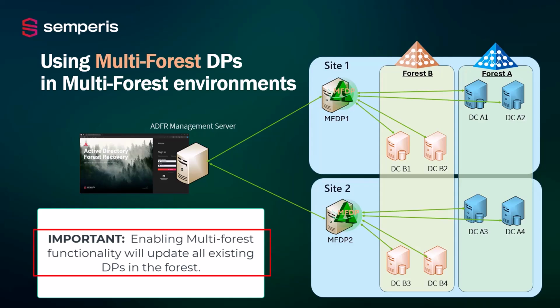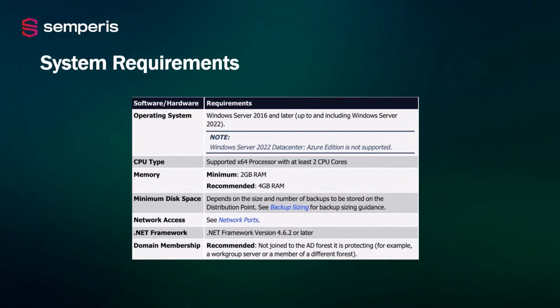Important note, before enabling the multi-forest feature, understand that this action triggers an automatic conversion. All standard distribution point servers in the enabled forest will be immediately upgraded to multi-forest distribution points. Finally, the system requirements for a distribution point are fairly low. In essence, a distribution point is a Windows server that must not be in the forest it protects. Keep it in a workgroup or a different forest.